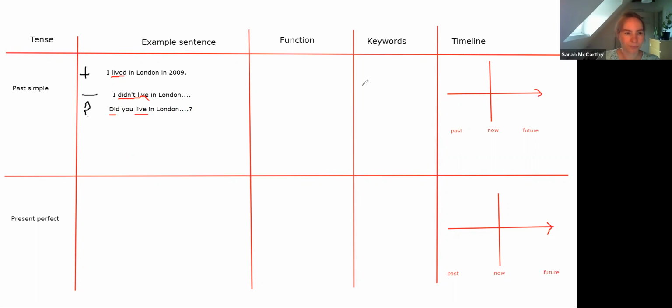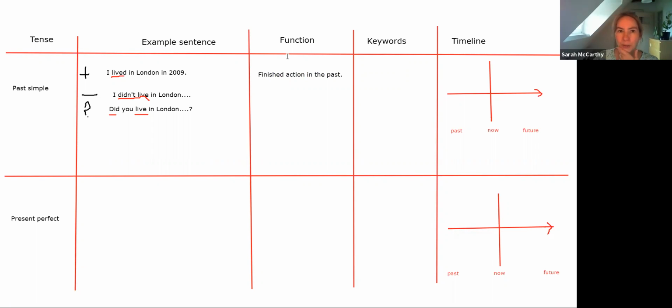Okay. So why are we using the simple past? What's the reason? What's the function of the simple past? Why is that the correct tense in this sentence? So me living in London is a finished action in the past. Okay, it's finished, it's gone, it's no longer true.